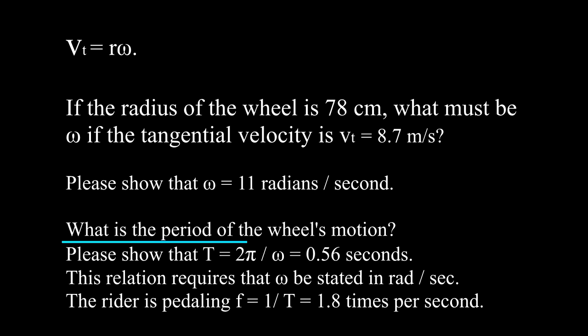What is the period of the wheel's motion? Please show that the period is 0.56 seconds. This relation requires that omega be stated in radians per second. The rider is pedaling at a frequency f equal to 1 over the period, which equals 1.8 per second.